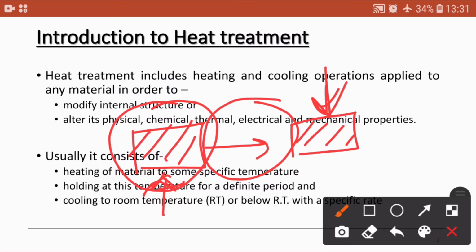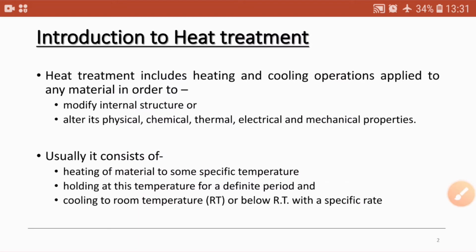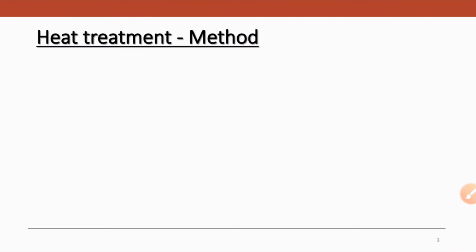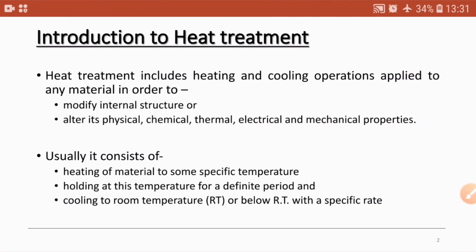electrical properties. So mostly heat treatment processes are used to improve physical, chemical, thermal, electrical or mechanical properties. Also it is used to modify internal structures and reduce internal stresses. So that is heat treatment and the purpose of heat treatment.